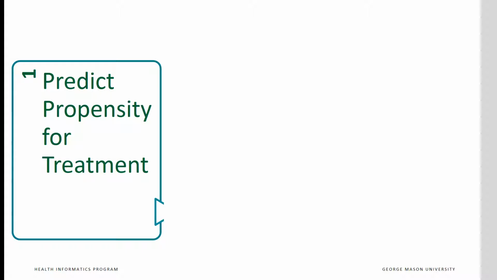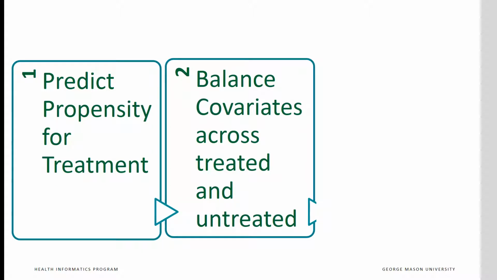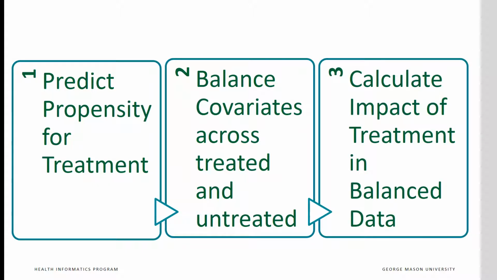There are 3 steps in propensity scoring. First, you create a regression model that predicts the propensity of patients to participate in treatment. Then you use these propensity scores to balance the data. Balancing data means that you make sure that the treated and untreated patients have the same rate of various comorbidities. Last, in the balanced data, you calculate the impact of treatment.